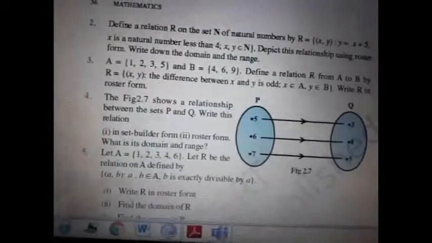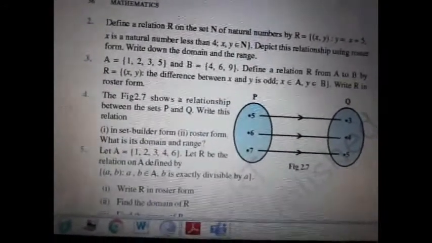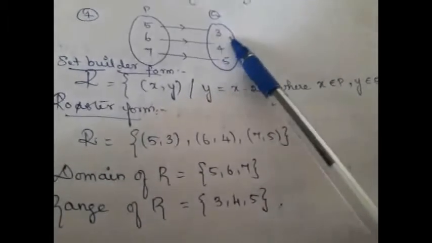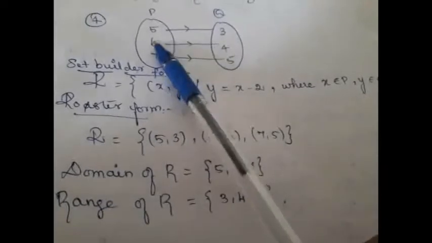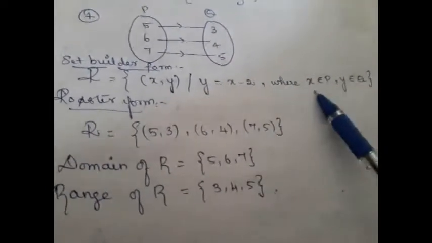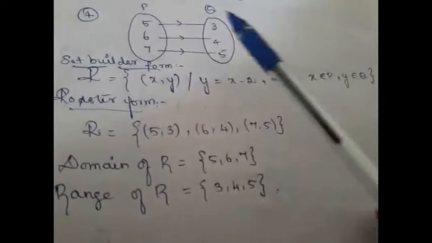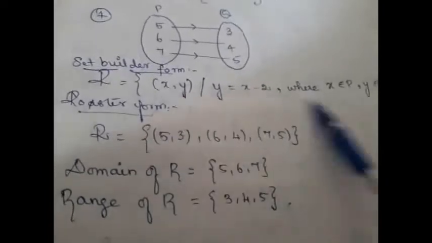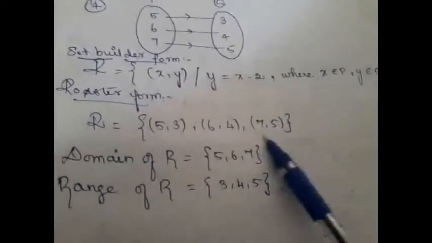Now let us see how we can write it in set builder form and roster form. Now see, in set builder form, how can we write this? As I explained, it is the set of all x comma y such that y is nothing but x minus 2. First element minus 2 will be nothing but your second element, where x is taken from the set P and y is taken from set Q. Right? This is the set builder form. In roster form, how can you write?